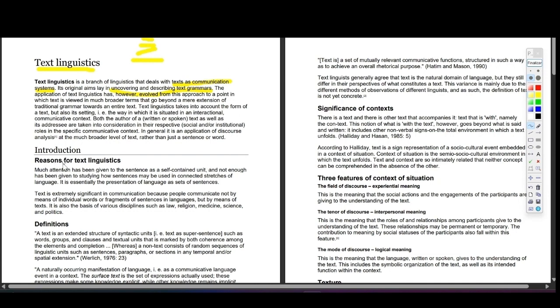So, what's the reason for text linguistics? This is a very good question. As we know, every day we use text to communicate with each other, even chatting, texting online, thanks to the technology. So one of the reasons for text linguistics is because text is extremely significant in communication.